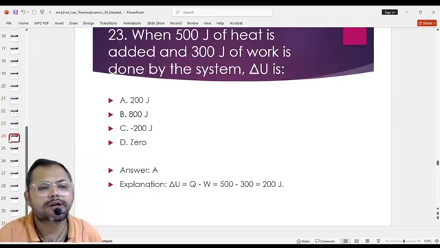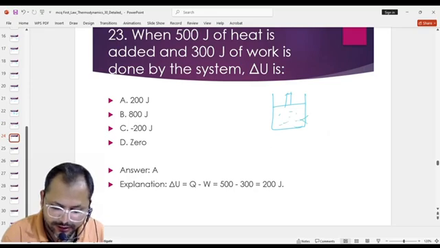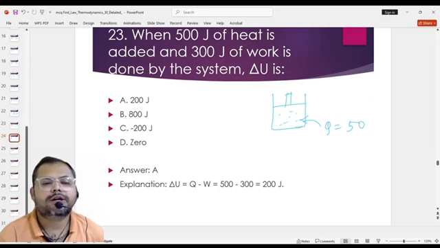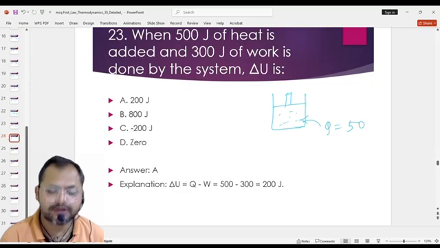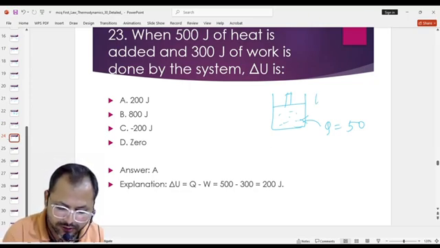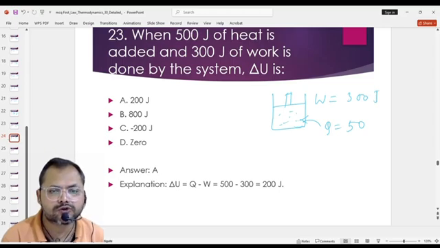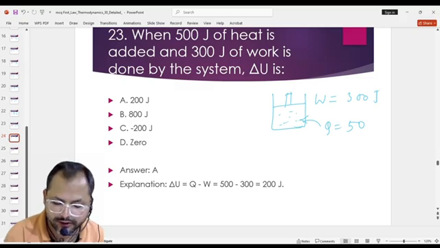When 500 joule of heat is added, this is a system. Heat is added, Q is positive. If heat is added, heat is positive. If heat is rejected, heat is negative. Here heat is added. And 300 joule of work done. Work done by this system is 300 joule. If work is done on the system, it is negative 300 joule. But work done by the system, work done by the gas, is positive 300 joule.